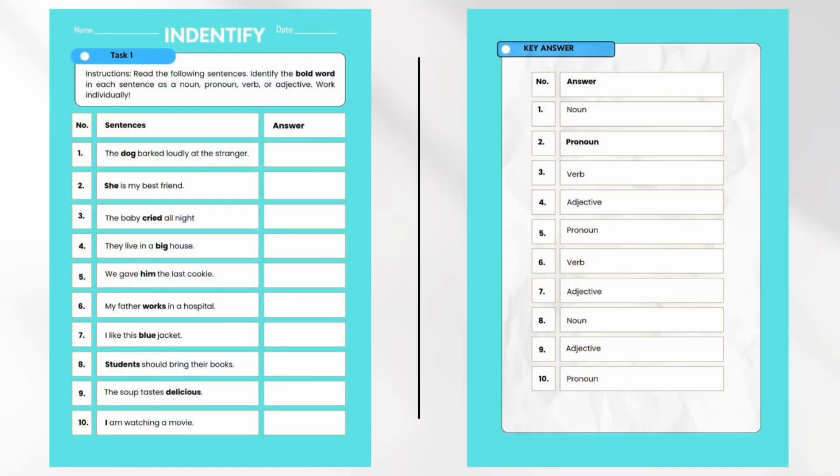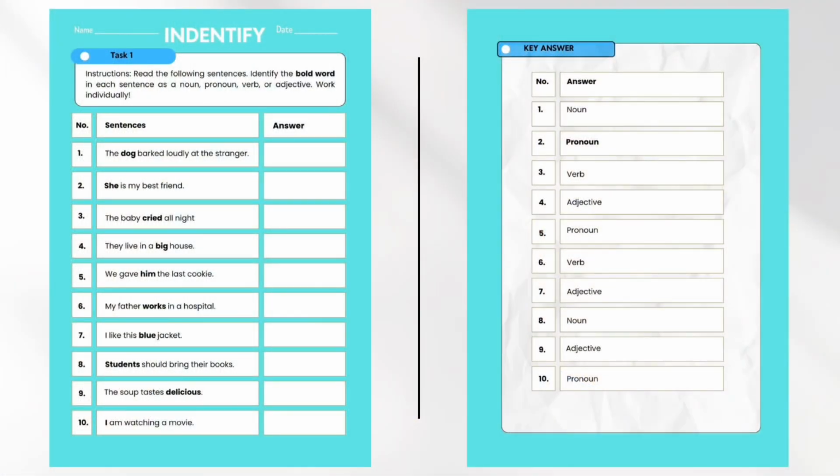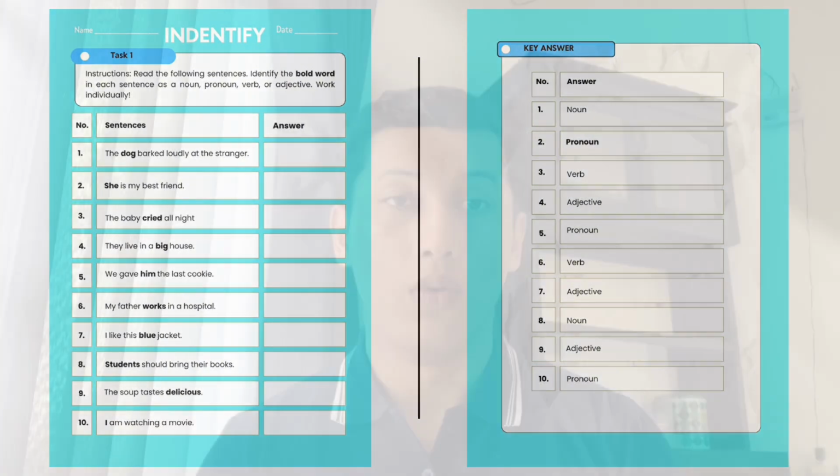After students understand the concept, we move on to the first task. Students are given 10 short sentences and must identify the bolded word as a noun, pronoun, verb, or adjective. The purpose of this task is to help students practice identifying word type in real context. This task supports learning objective number 1. If you want to get this sample task, please check in the description below.